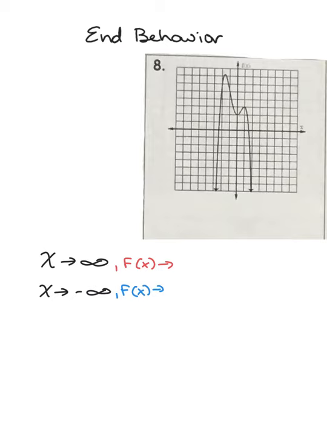So you can start with the negative. You can start with the positive. It doesn't really matter. So as x approaches infinity, so as x goes positive, what happens to my graph? My graph goes down, so f of x approaches negative infinity. As x approaches negative infinity, as x gets negative, what happens to my graph? My graph goes down, so f of x also approaches negative infinity.